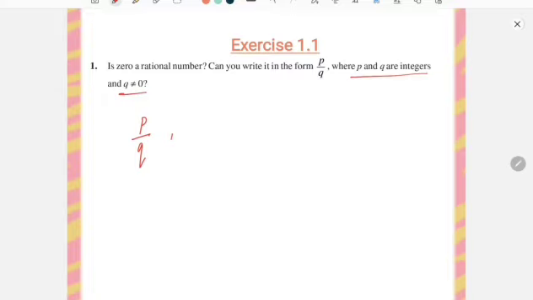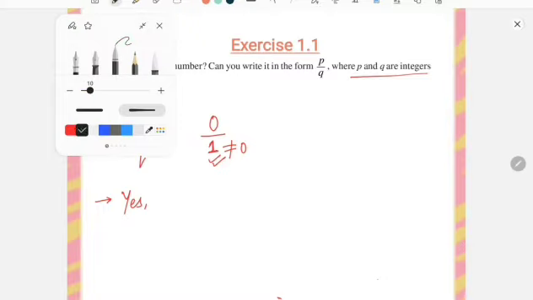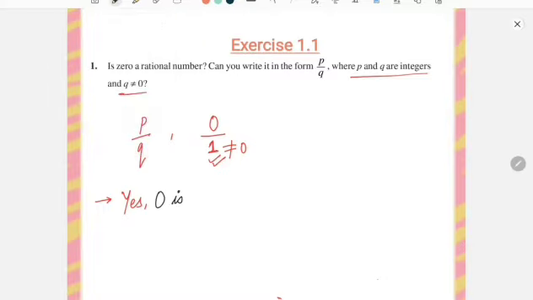Now, for 0 to be a rational number, 0 को rational number होने के लिए क्या 0 integer है? Yes, 0 integer है. क्या हम इसको 0 by 1 लिख सकते हैं? With denominator 1. The denominator is not equal to 0, 1 0 नहीं है और 1 integer भी है. That means 0 can be written in the P by Q form. So 0 is a rational number. तो हम क्या लिखेंगे इसमें? Yes, 0 is a rational number.